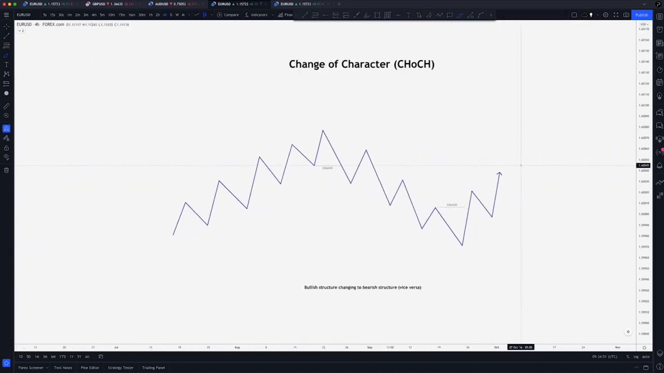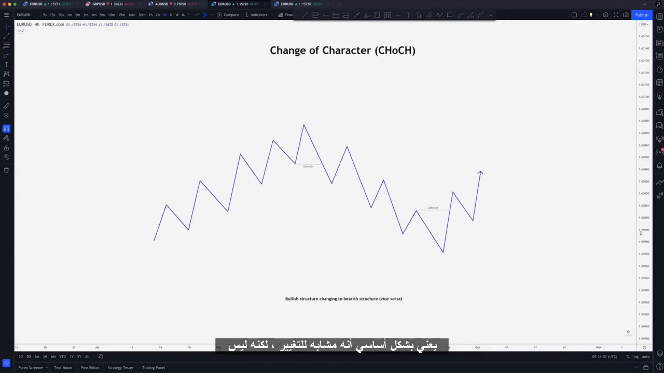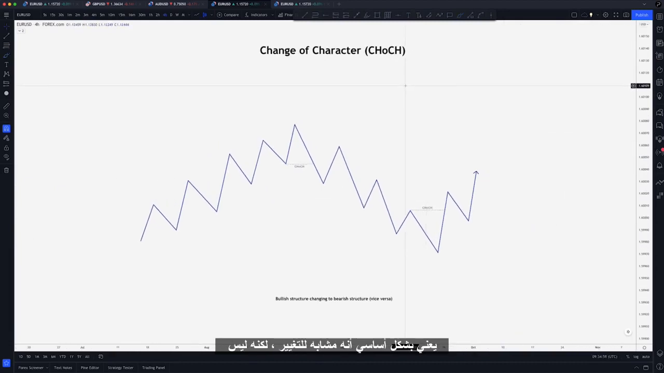Pretty simple stuff. Now, something called change of character. I don't really like the term, it's a bit of a fancy name, but all it essentially means, it's similar to trend change, but it's not the same. So for a trend change, we're looking for the swing highs and lows to be taken out. For a change of character, it doesn't have to be swing structure, it can just be that internal structure. So there are little minor movements in between. That is what we're looking for in a change of character. So it's the first sign of weakness or the first sign of strength, essentially.